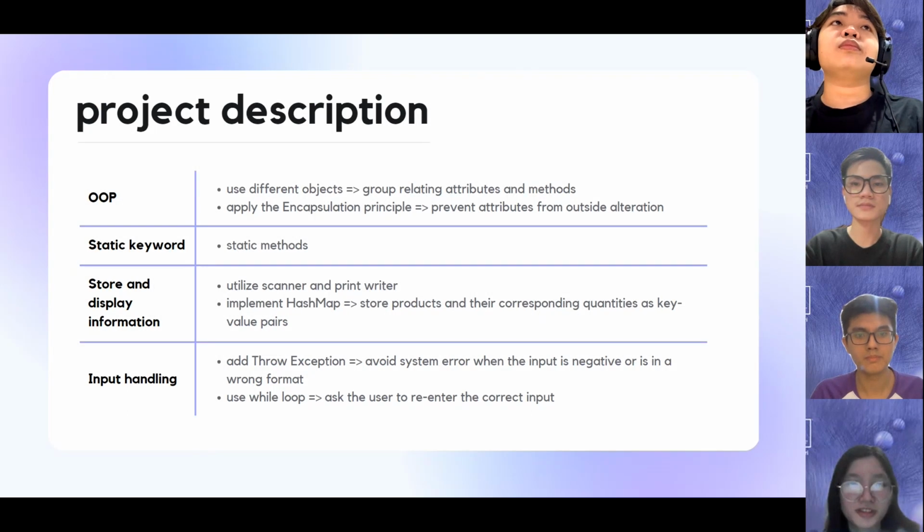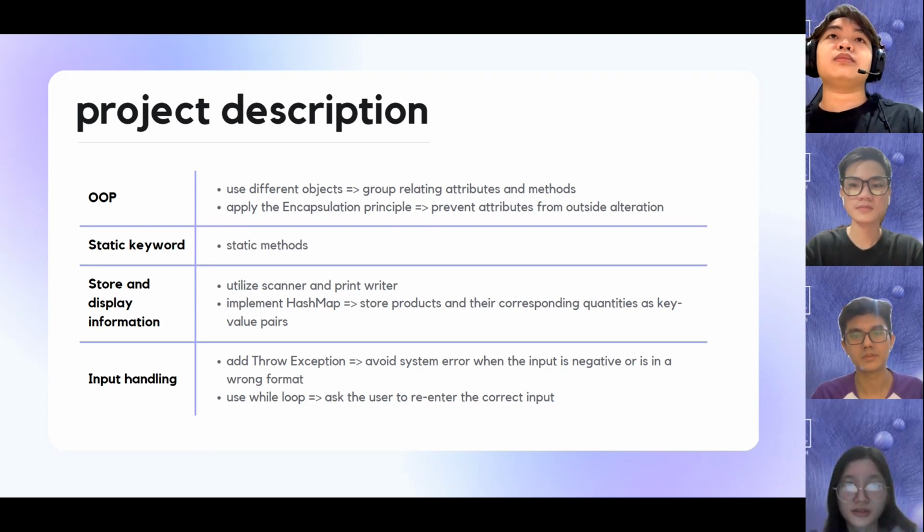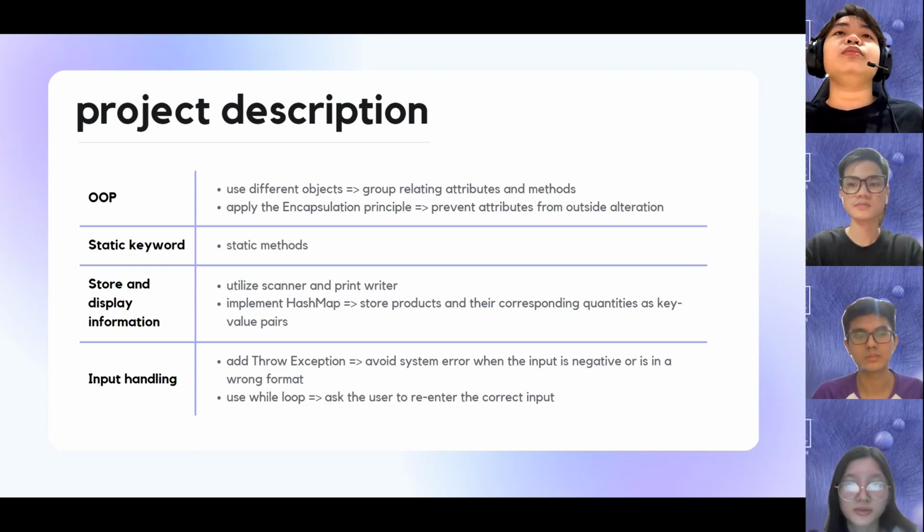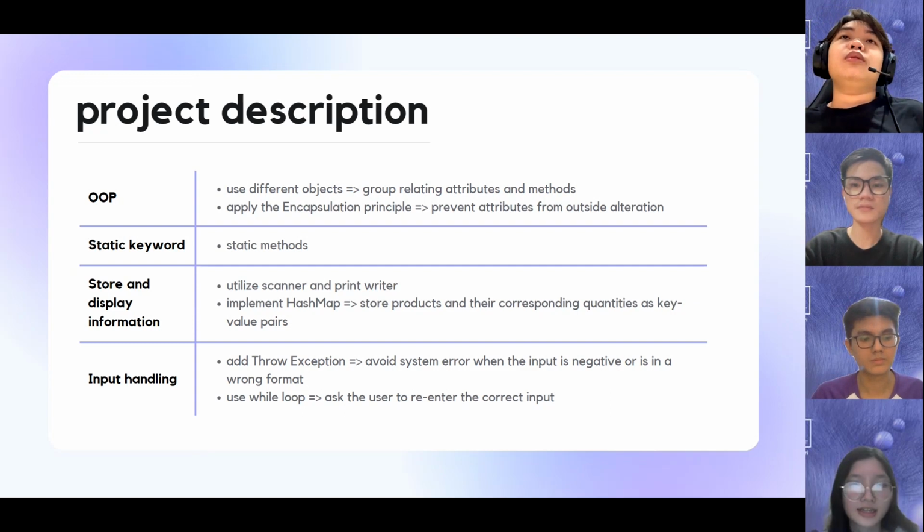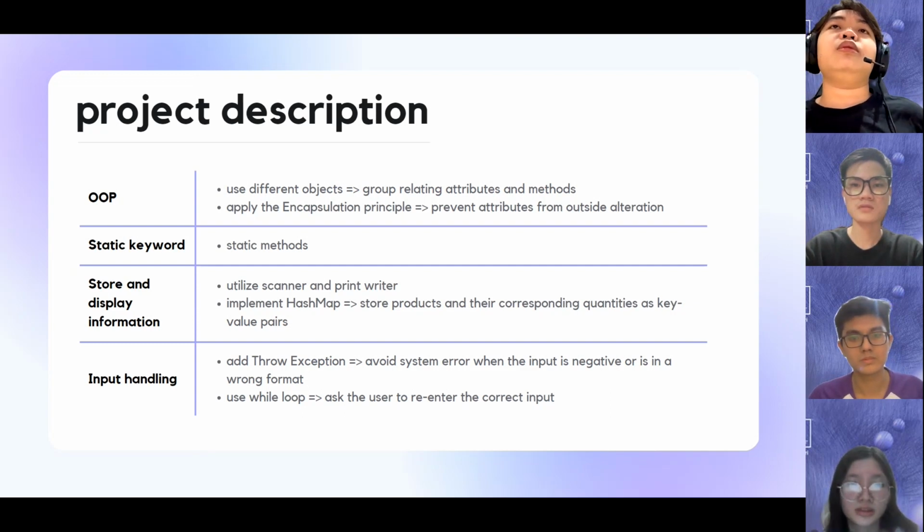I would like to invite Ngọc for the next part. Hi, so for the project description, firstly, by using different objects, customer, products, and order, we were able to group relating attributes and methods together. Next, we learned to apply the encapsulation principle by using private attributes to prevent outside alteration. Next, the static keyword is used to create class methods.